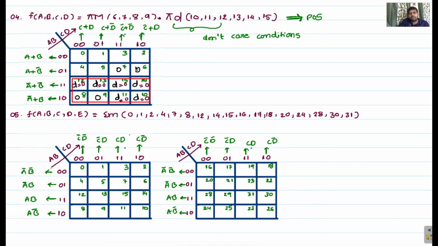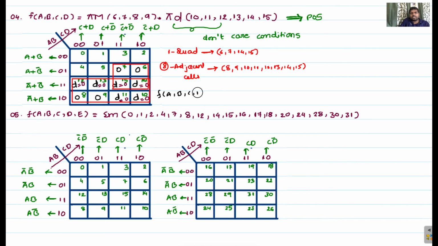So which one is better? Quad is the better one to get the minimized expression, right? So here I will take one quad. Here we have one quad, that is 6 comma 7 comma 14 comma 15, and 8 adjacent cells as one group, that is 8 comma 9 comma 10 comma 11 12 13 14 15. This is one group. Now f of a comma b comma c comma d equals to, first you write the expression for 8 adjacent cells. These 8 adjacent cells are accommodated with 2 rows, that is 1 0 and 1 1.